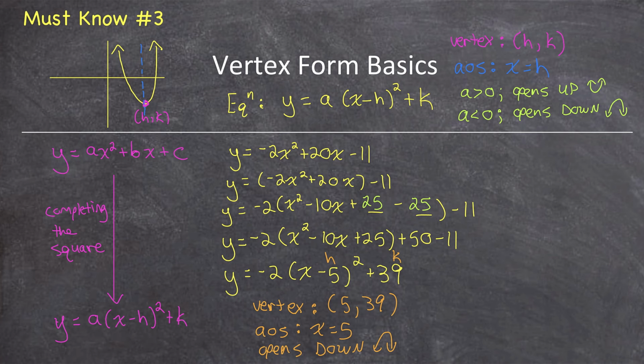And I can make a rough sketch of that quadratic for you. The vertex is at (5, 39). From the standard form equation, I can tell the y-intercept is at negative 11, and I know this parabola opens down. Now you know the basics of the vertex form of a quadratic.